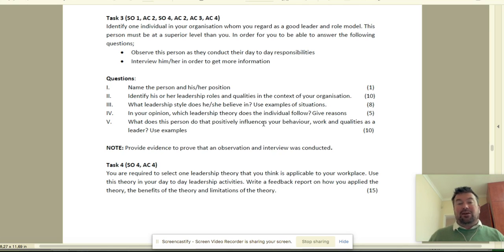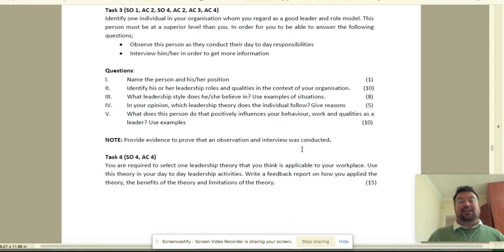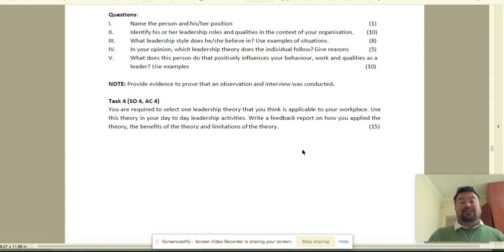Now, obviously, being a good leader can be contagious. Now, what do they do that positively influences you and others in terms of your behavior, work, and qualities? And then you need to provide some evidence. So if you're going to do an interview, give me the interview notes. If you're going to watch them, then show me that you've done observations. So give me some kind of evidence that you have engaged with this person and have been able to unpack their leadership.